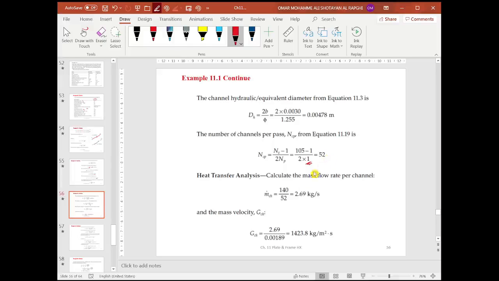This number is very important in order to find the mass flow rate in the channel. You divide the total mass flow rate by 52, you get 2.69. This is for one single channel. If you divide the mass flow rate by the area, which is the area of the channel, P times LW, which is equal to 0.00189, you get the mass flux, which is 1,423.8 kilogram per meter square second.